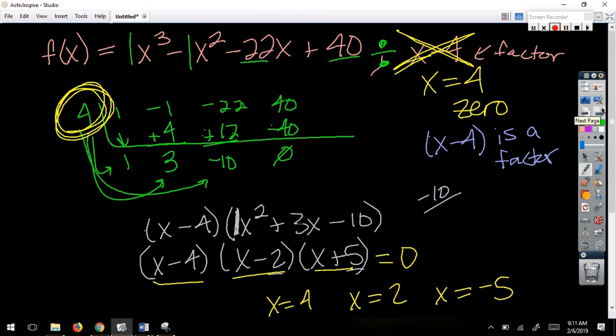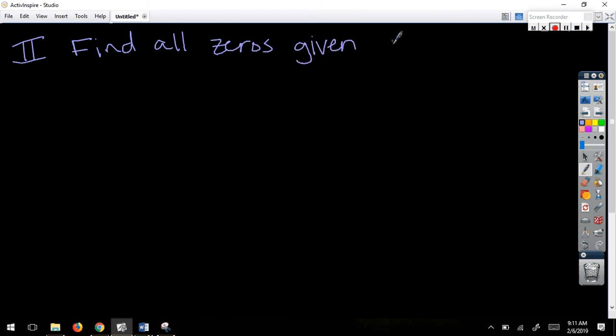So here's your number 2. Find all zeros given a zero. Okay? If you're given a zero, you're given a factor. That's what you have to understand about it, is that if you're given a zero, you're also given a factor, if you understand the relationship there.